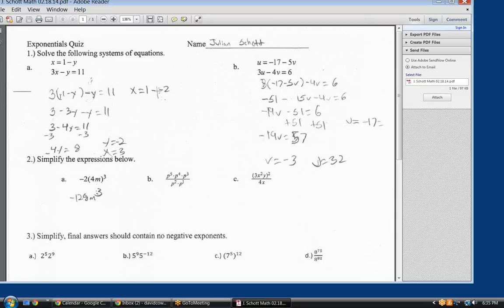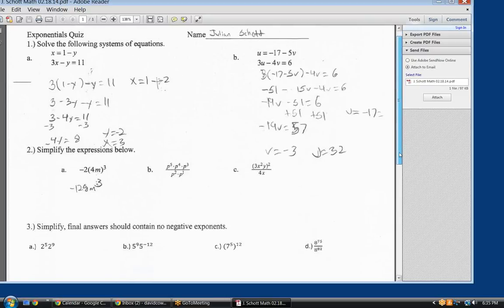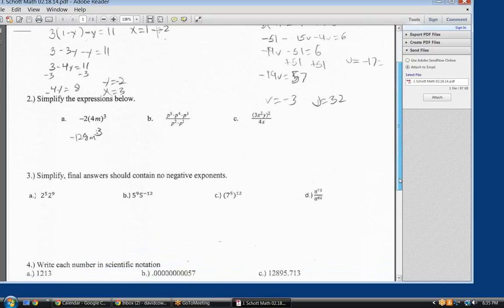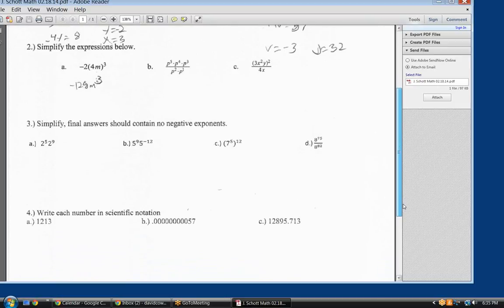You've substituted 1 minus y for x and then solved. Looks like that's correct. And then after you solved for y, you went back, substituted it, and came up with x. Okay, that looks right. I'll assume this one is right. That one's right. About B.